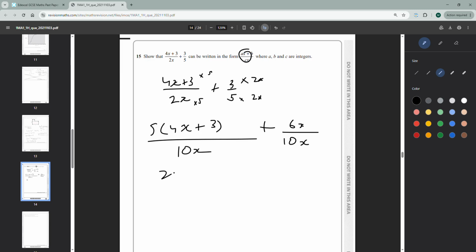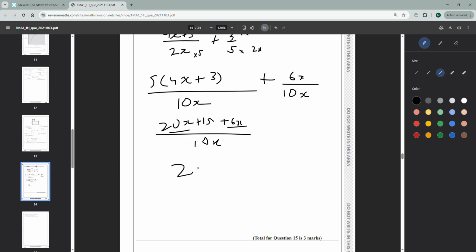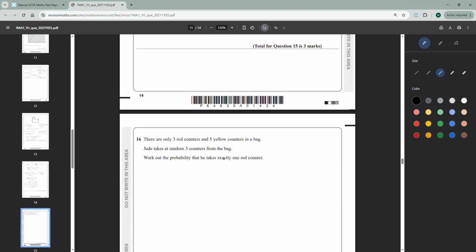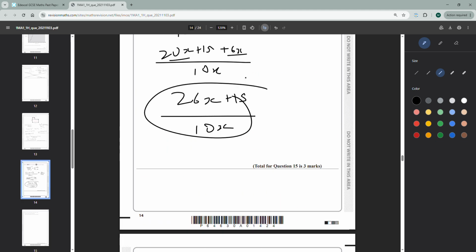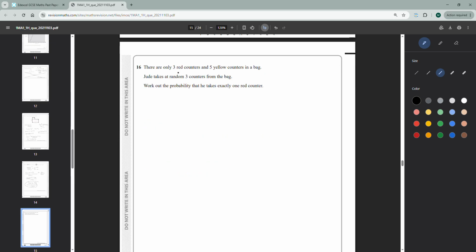Let's do 20x plus 15, let's just do it early because I'm losing time and patience, over 10x. Is this our answer? No, it's not. We need to add these up. 20x plus 6x is 26x, plus 15 over 10x. Unfortunately, it's only 3 marks, but that's our answer. Thank you very much.